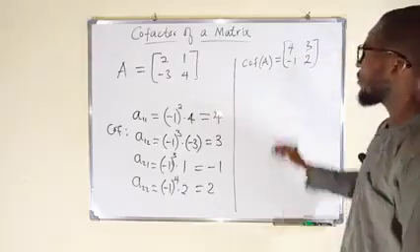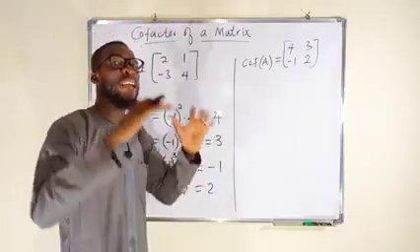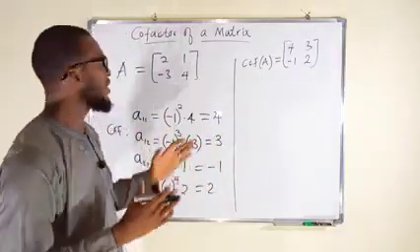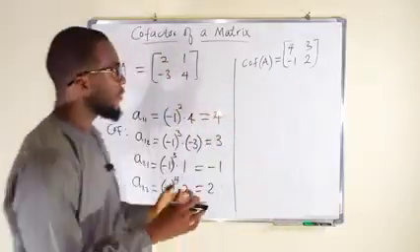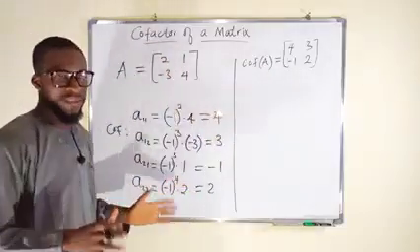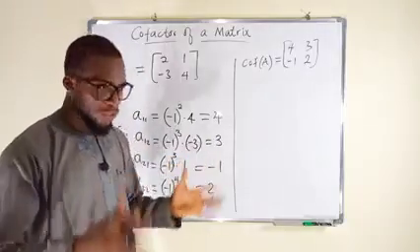So now you can see the matrix is entirely different, just that they must have the same dimension. This is 2 by 2. Even the cofactor will remain 2 by 2, but elements are not exactly the same. So this is how to find the cofactor of 2 by 2 matrix.